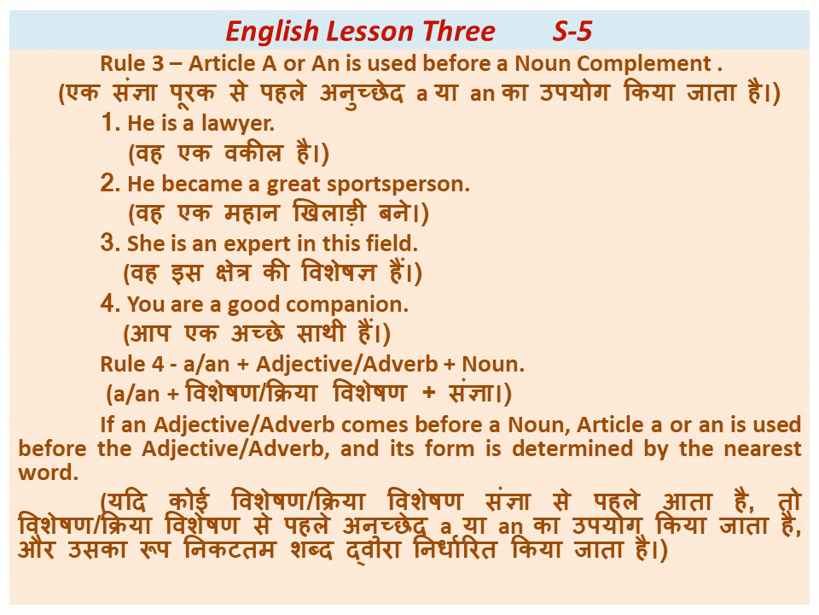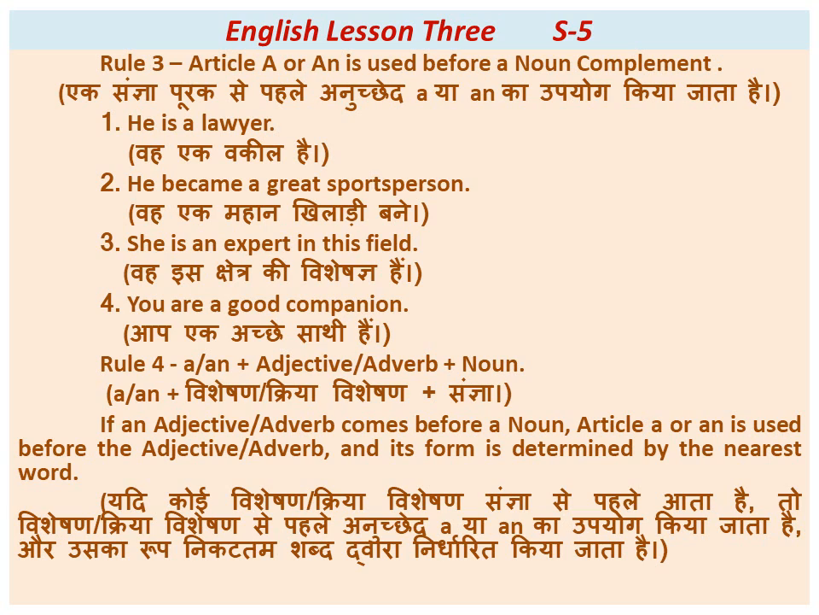Now we have come to English lesson 3, slide 5. Here the rule 3 continues, where rule 3 says article a or an is used before a noun complement. एक संज्ञा पूरक से पहले अनुच्छेद ए या एन का उपयोग किया जाता है. Examples are, example number 1, he is a lawyer. Example number 2, he became a great sports person. Example number 3, she is an expert in this field. 4, you are a good companion.